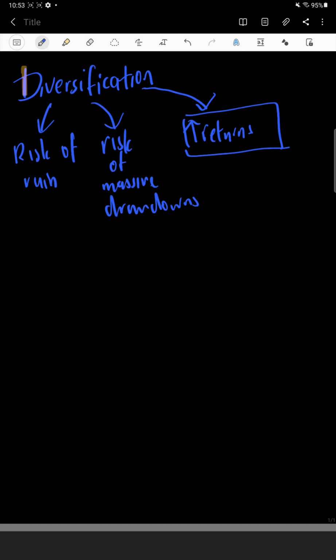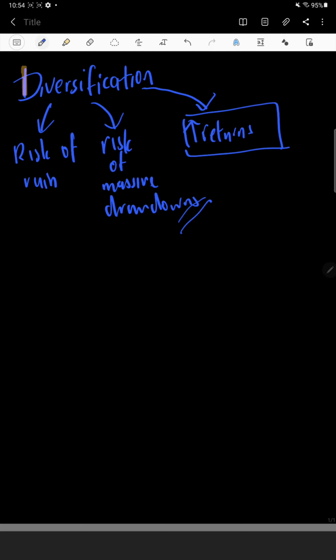So, what are some of the benefits of diversification? I believe that you have heard of this adage of not putting all your eggs in one basket, right? Some of the common benefits are you're able to prevent the risk of ruin. You're able to prevent the risk of massive drawdowns. And last but not the least, this is the alpha that you have been waiting for. Diversification could actually increase the returns of your portfolio.